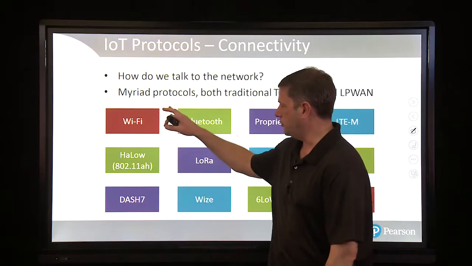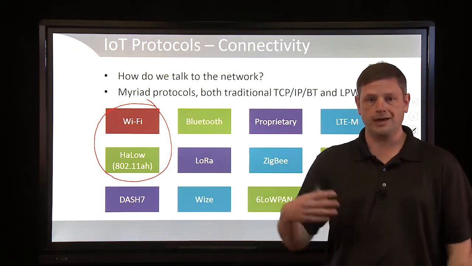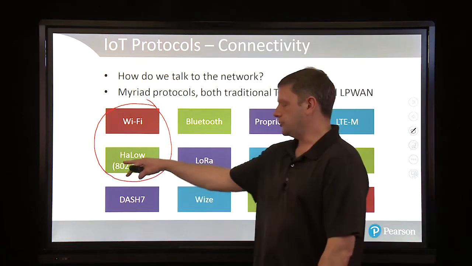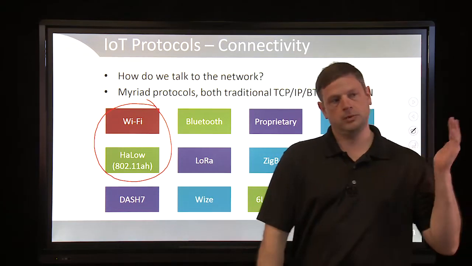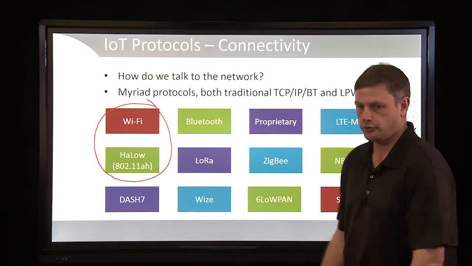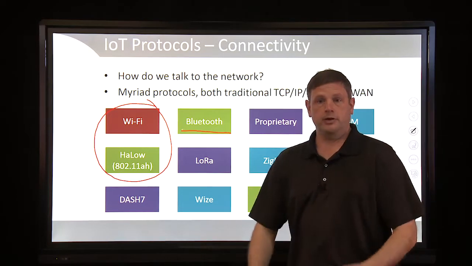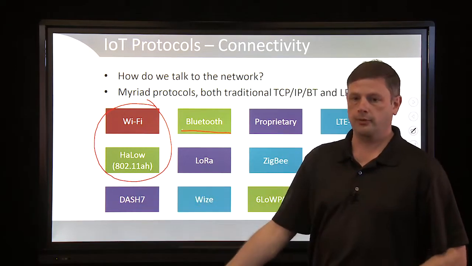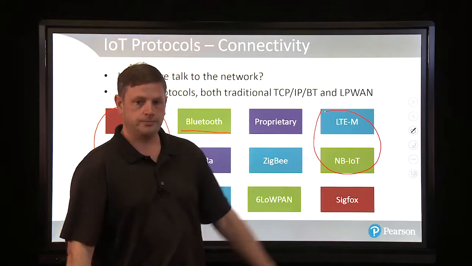You'll notice that we have Wi-Fi and Halow. Both of these are wireless standards, 802.11. Halow is relatively new. It's 802.11ah, and it's like 1 kilometer, low power, battery powered Wi-Fi. Cool stuff. We have Bluetooth. Bluetooth is not IP, so you're going to need some form of Bluetooth to IP gateway. We have cellular protocols over here: LTE category M1 and narrowband IoT.